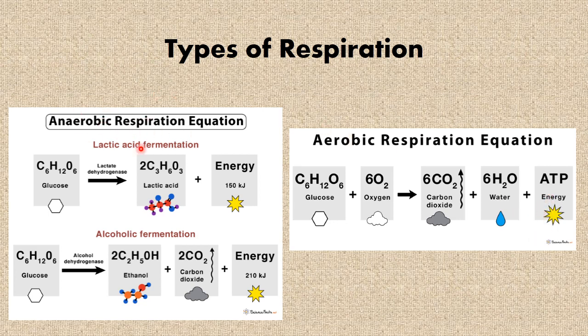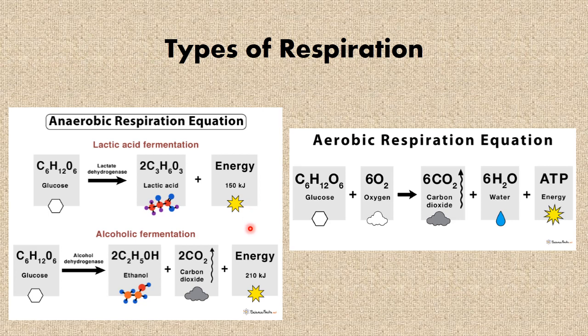But in the case of anaerobic respiration, the major difference between aerobic and anaerobic respiration is that oxygen is not required to break down glucose to form energy. As you can see right here, in this anaerobic respiration equation, we are not using any oxygen at all to break down glucose to form energy.